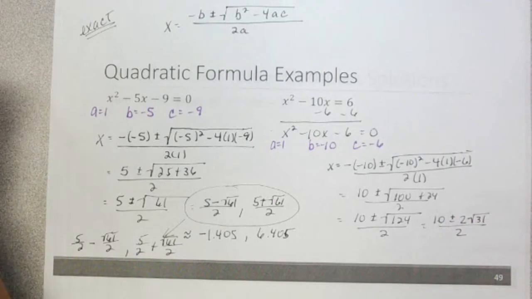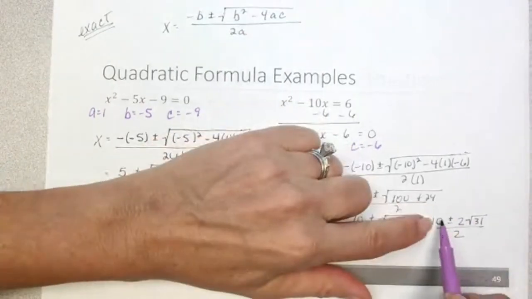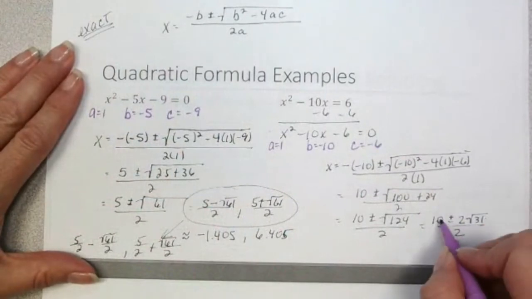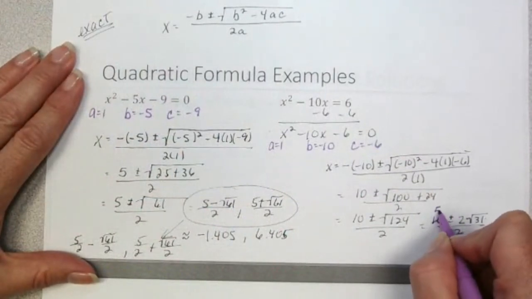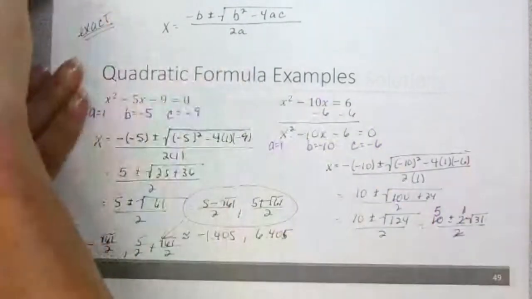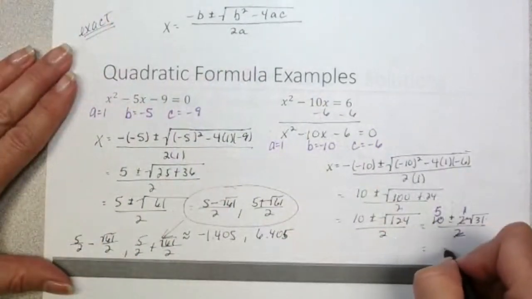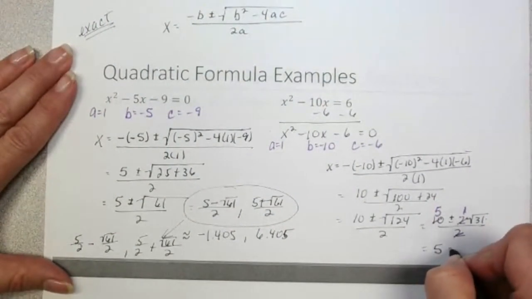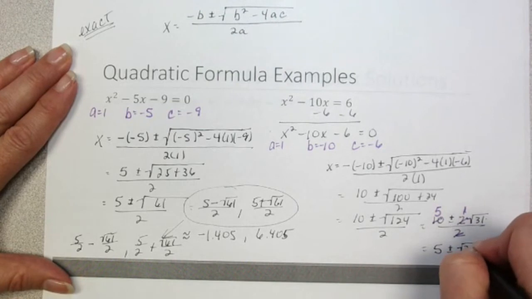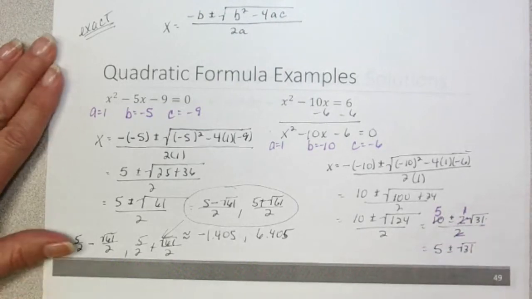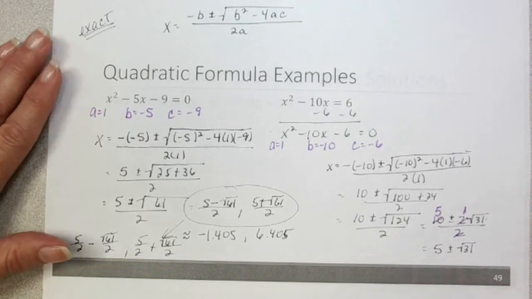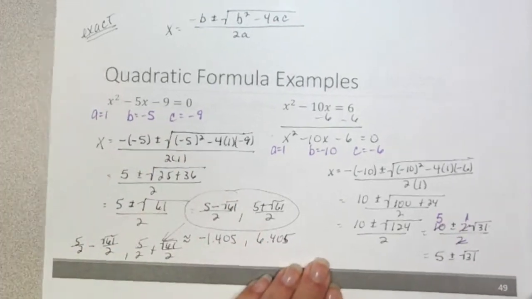Now I can divide out that 2 because I can do it with both terms in the numerator. Look at this. 10 divided by 2 is 5. And then 2 divided by 2 is 1. Okay, so this simplified down to 5 plus or minus 1 square roots of 31, or I'll just say the square root of 31 divided by 1. I don't need to divide that, right? And I could put the decimal approximation as well if I wanted to.